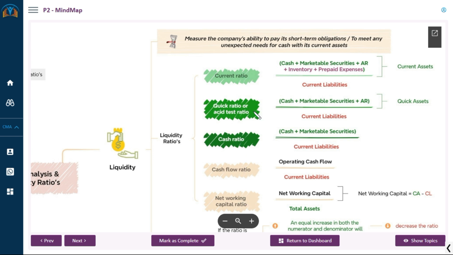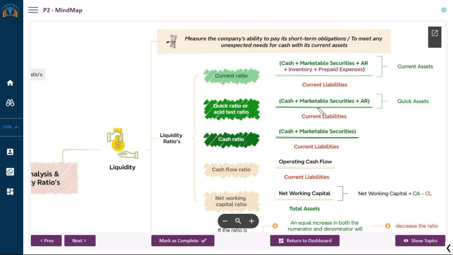We have current ratio, quick ratio, acid test ratio, cash ratio, cash flow ratio, and net working capital ratio. So current ratio is cash plus marketable securities plus accounts receivable plus inventory plus prepaid expense. This is known as your current assets, and that is divided by the current liabilities to get the current ratio. Quick ratio is also known as acid test ratio.